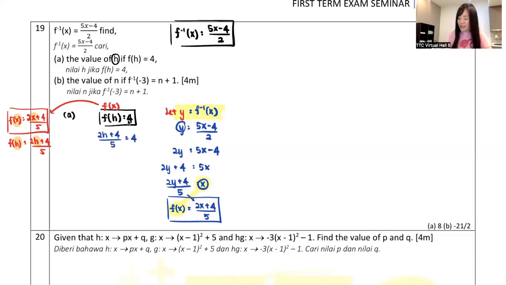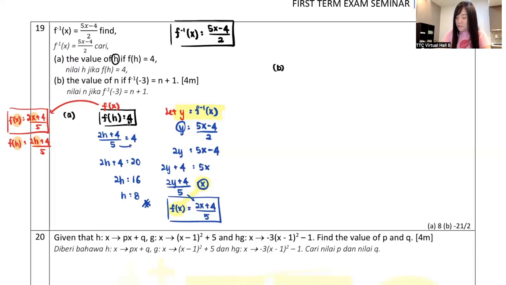Move around, you guys will get your h answer. Divide by 5, move it up times 5. 4 times 5 is 20. Plus 4, move it over, minus 4, 16. Times 2, move it over, divide by 2, 8. My h answer is 8. So easy.